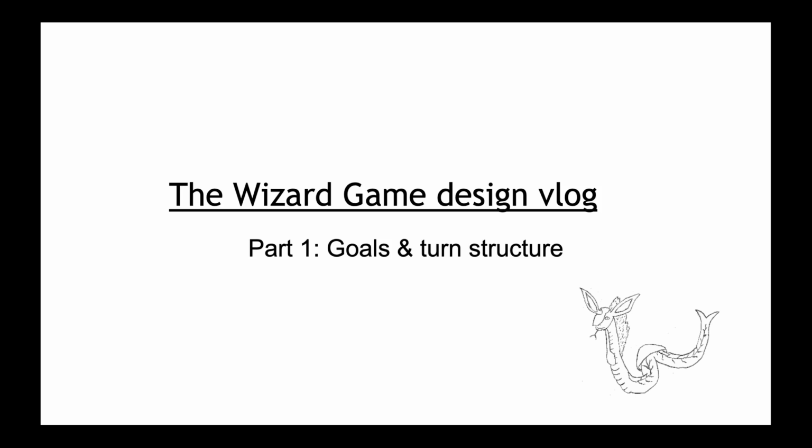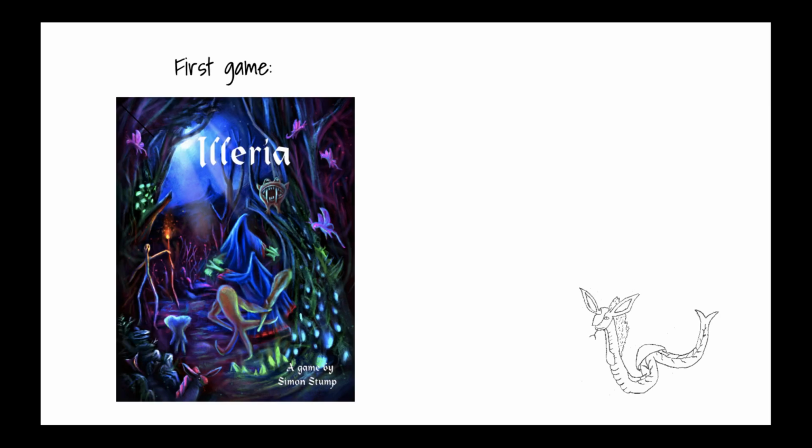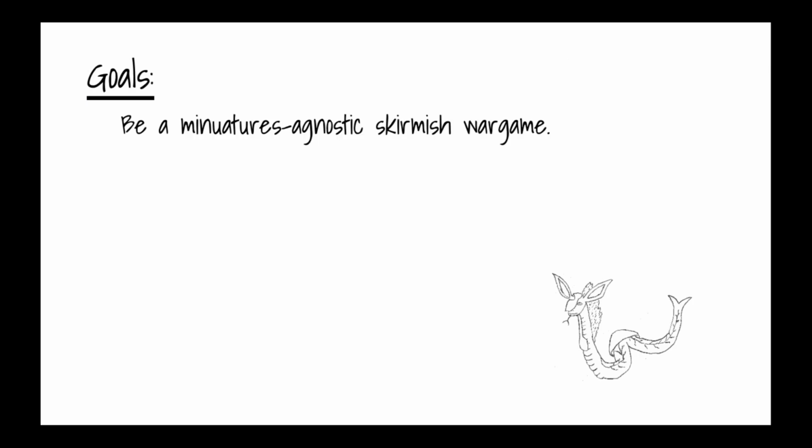I have one published wargame called Illyria, and I'm working on a new one, which for now I'm calling the Wizard game. Illyria had a written blog, but this time around I decided to keep a design video log. For my first video, I'm going to talk about the design goals for the game and how I've been developing the basic structure of a turn.